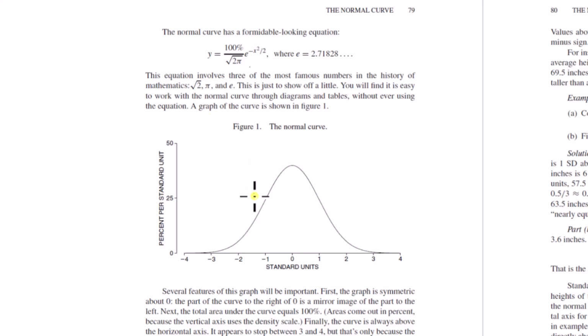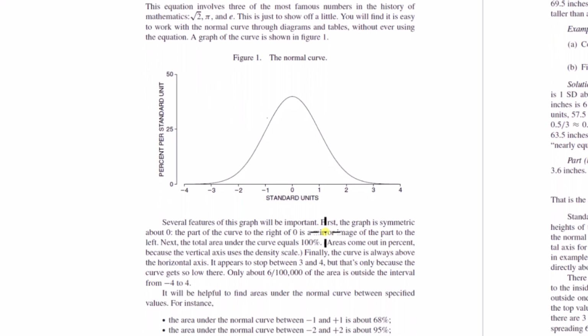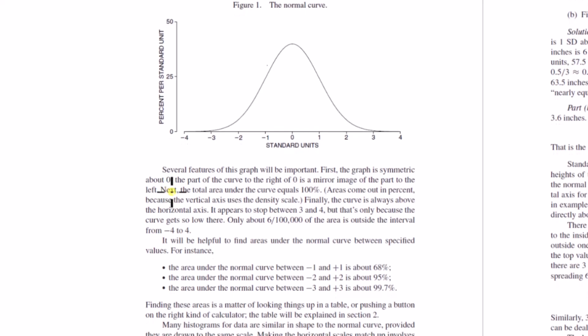Because that's what we're going to want to do: calculate areas within any interval we want, within any two x values. That's the main thing we're going to be doing with this normal curve. Okay, several features of this graph will be important. First, the graph is symmetric about 0. The part of the curve to the right of 0 is a mirror image of the part to the left.